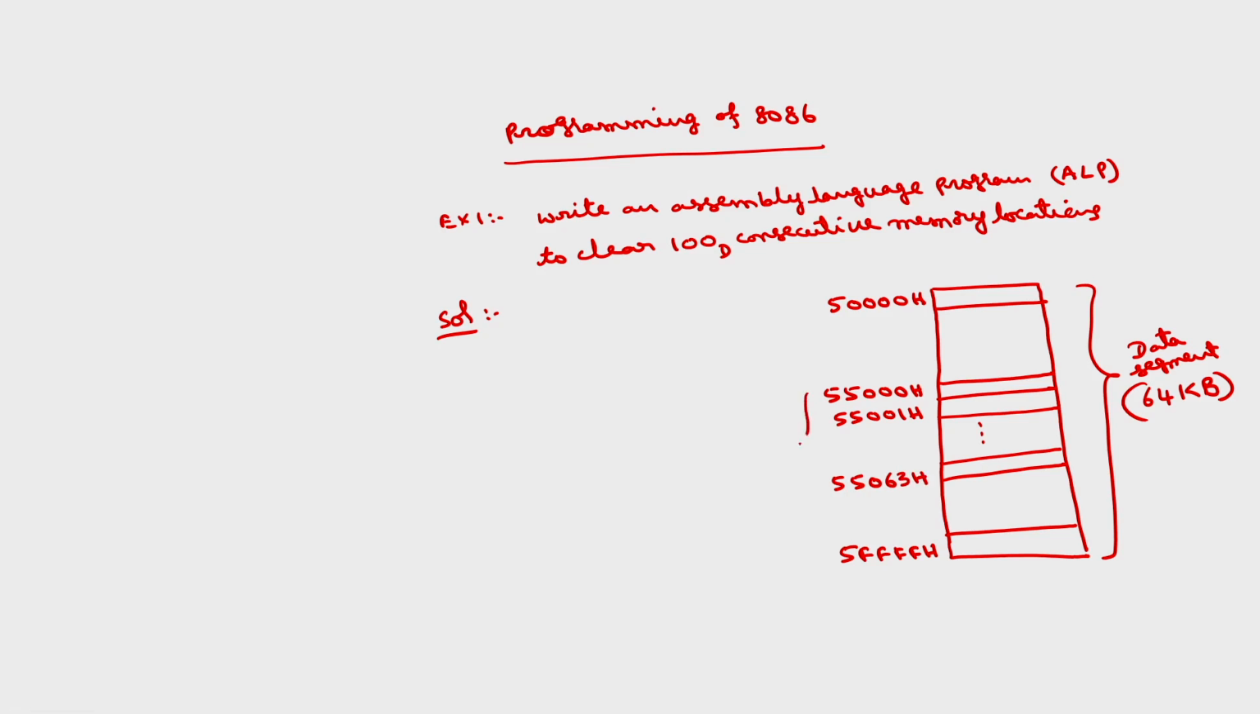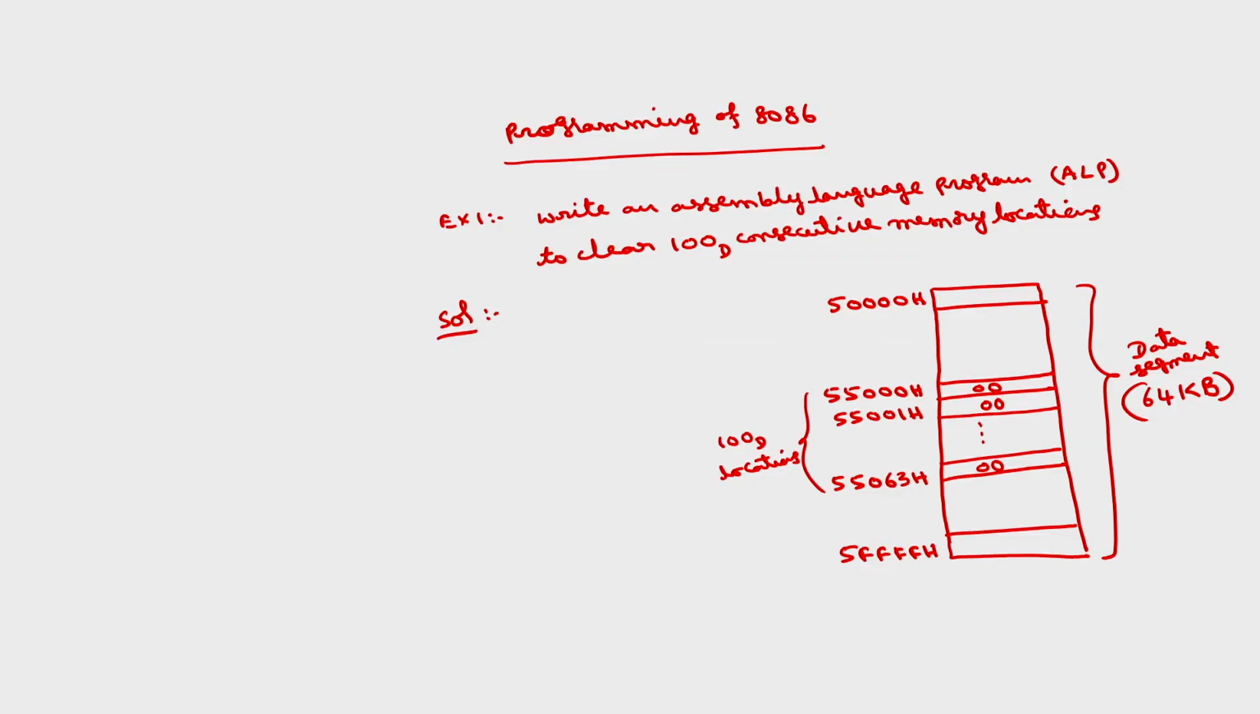So, from here to here there are a total of 100 decimal locations. I have to write the program to load 00 into all these locations. Whatever the data was previously, after writing this program, these 100 locations have to be cleared. So, what will be the data segment?